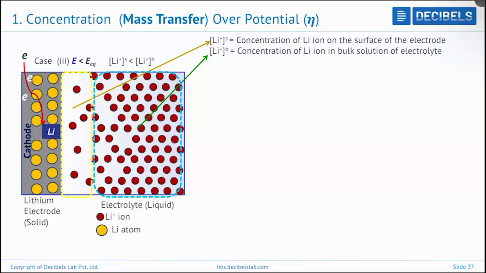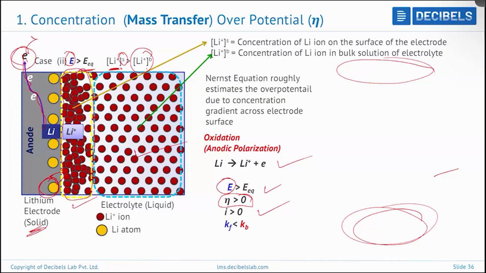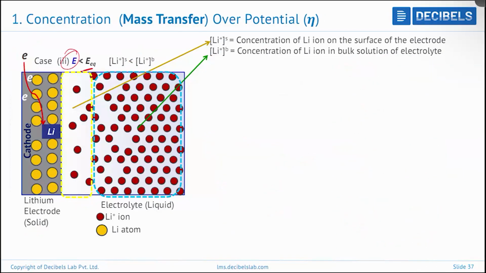Similarly, if the applied potential is less than the equilibrium potential, you are pushing the reduction reaction to take place. Reduction reaction means you are applying electrons through the applied potential. Here, this will become electron rich. Then the lithium ions next to the surface enter that electrode, and by accepting an electron, they become metallic lithium. So they get accumulated, they get deposited. This is called lithium plating.